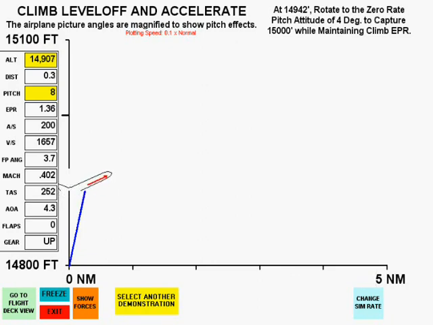At 14,942 feet, we rotate to the zero rate pitch attitude of 4 degrees in order to capture 15,000 feet while maintaining climb EPR.